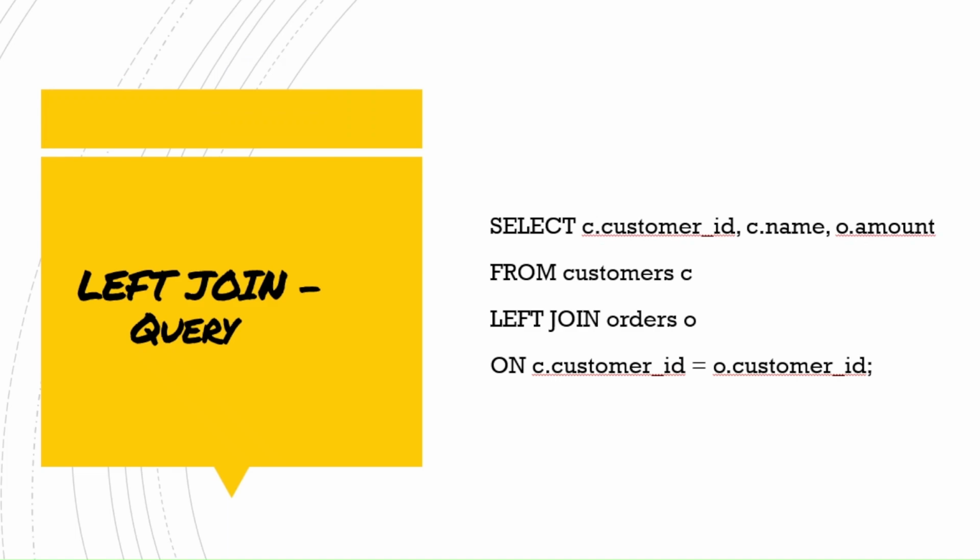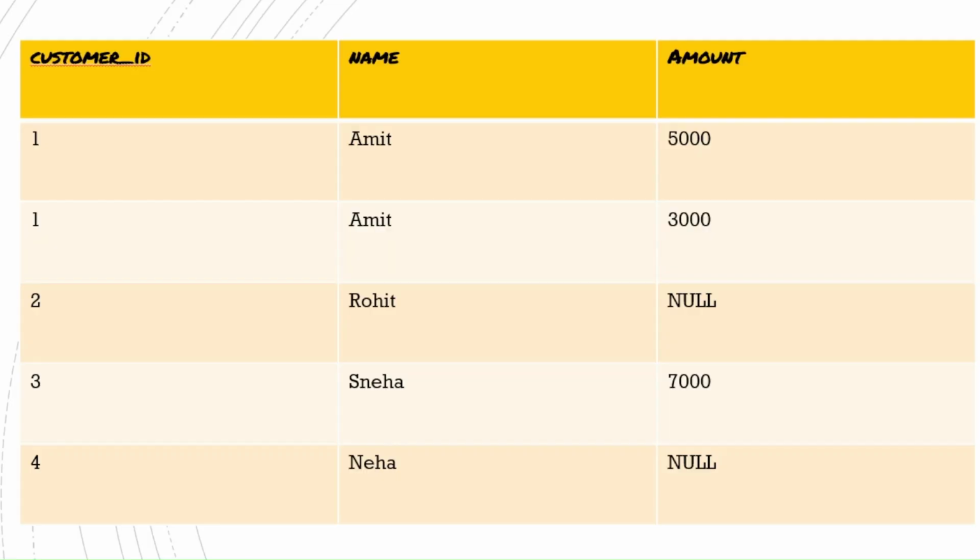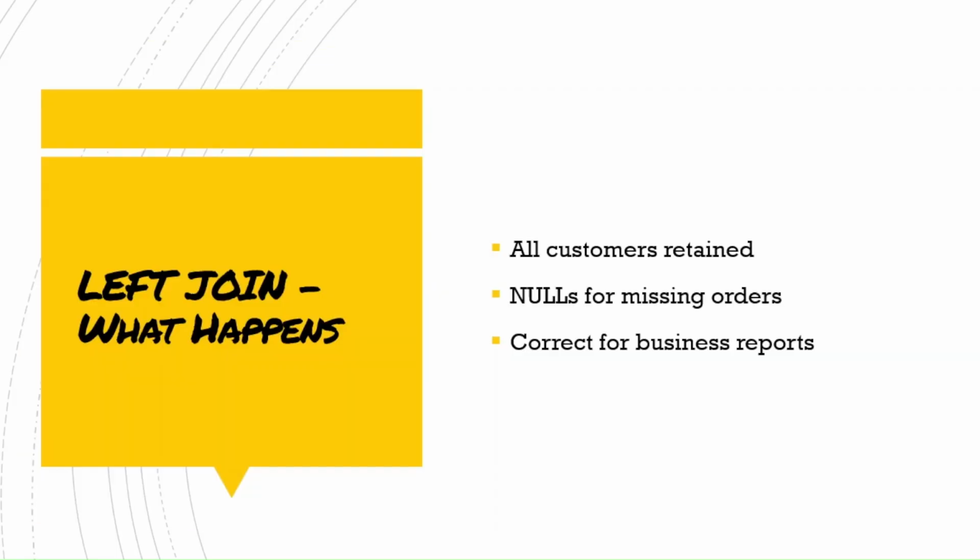Now look at left join. It keeps all customers even if they never placed an order. So let's have a look at the left join result. See here, the customer ID 4, which was Neha and was missing from the inner join result, is present in the left join, though the amount is null because Neha never placed an order. And this is usually what business teams want, complete data, not filtered data.